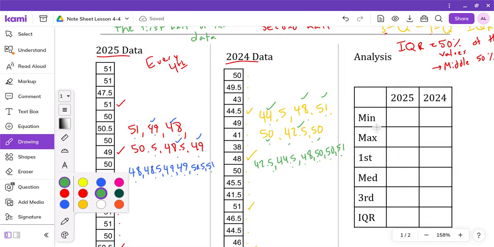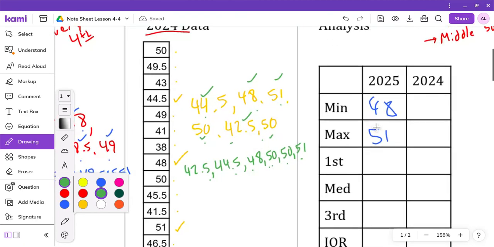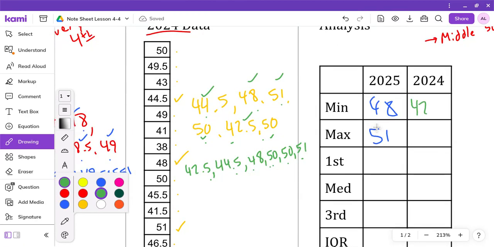Now, when you are breaking this down, you'll need the minimum and maximum because that's how we would calculate range, right? So those values kind of matter for identifying the spread in the data. So for 2025, my minimum is 48. My maximum is 51. That's not that much spread at all. A little bit bigger spread in 2024, according to my sample.